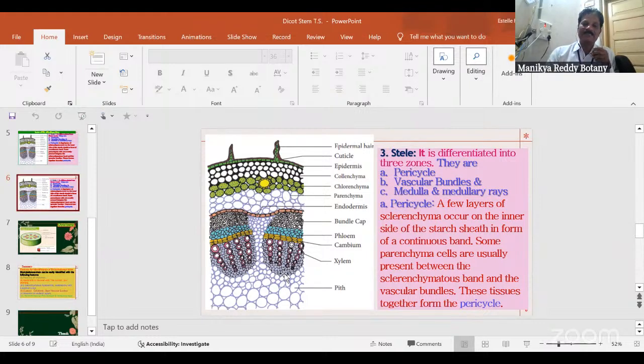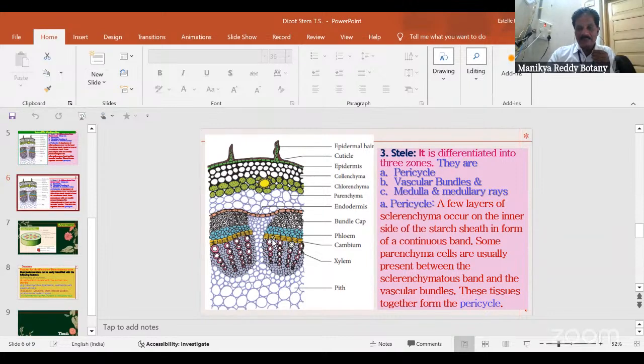As we have seen, exarch xylem in roots. In roots, first formed xylem is towards the periphery, and later formed xylem, that is metaxylem, is at the center. Here in this case, it is reverse. Protoxylem is towards center, metaxylem is towards periphery. The entire structure is called xylem bundle.